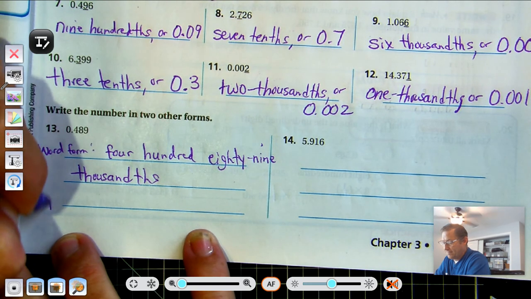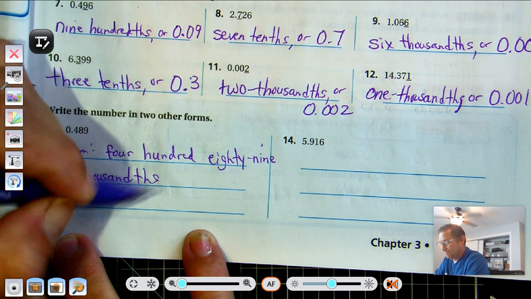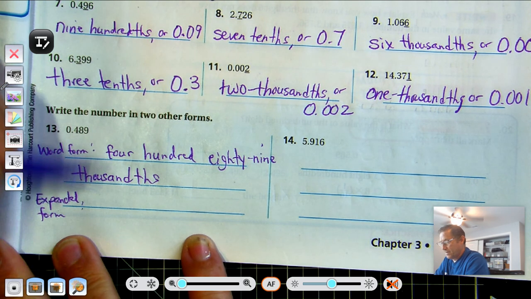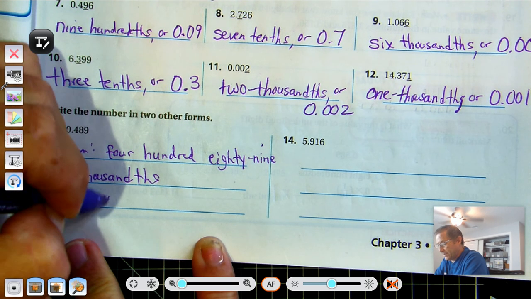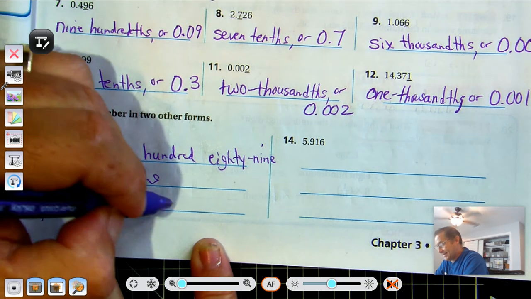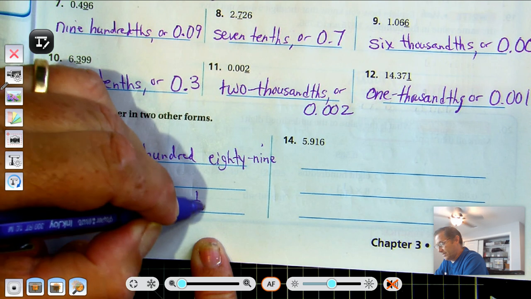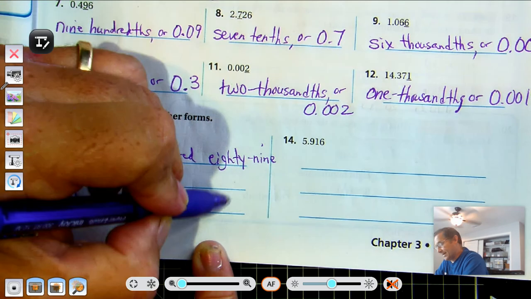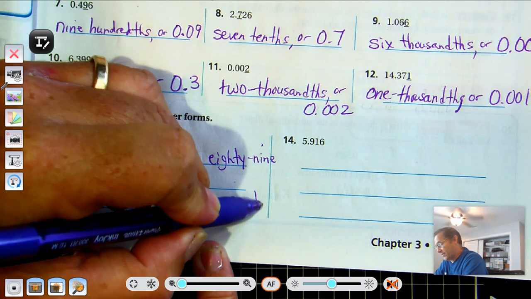Write it in expanded form. So we'd have 4 times 1/10 plus 8 times 1/100 plus 9 times 1/1000.